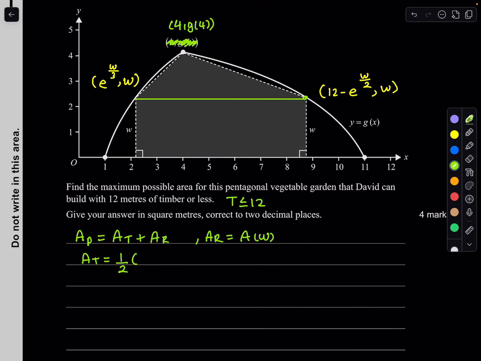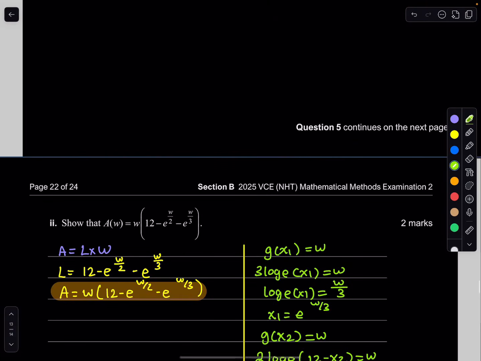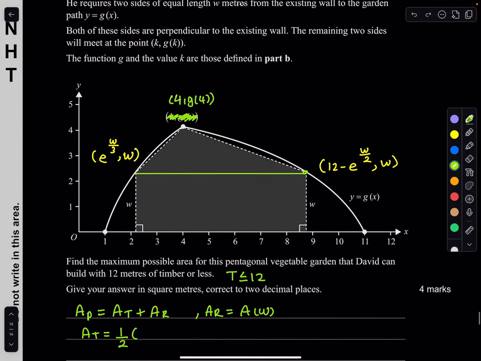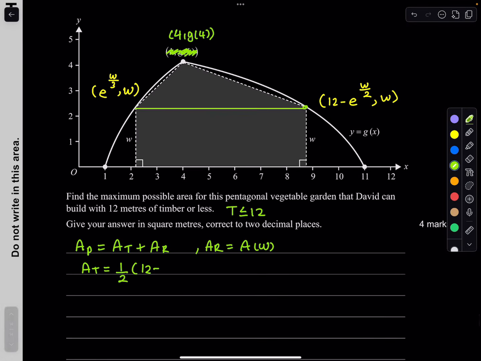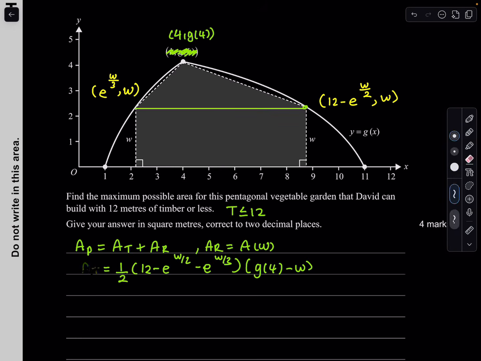This base was the original, you know, the length here. Isn't that the same as the base? Looking at it, it's 12 minus e^(W/2) minus W/3. So you minus these two, and that's going to give you the base. And the height is just G of 4 minus W. So this here is overall your area of a triangle, A of T.